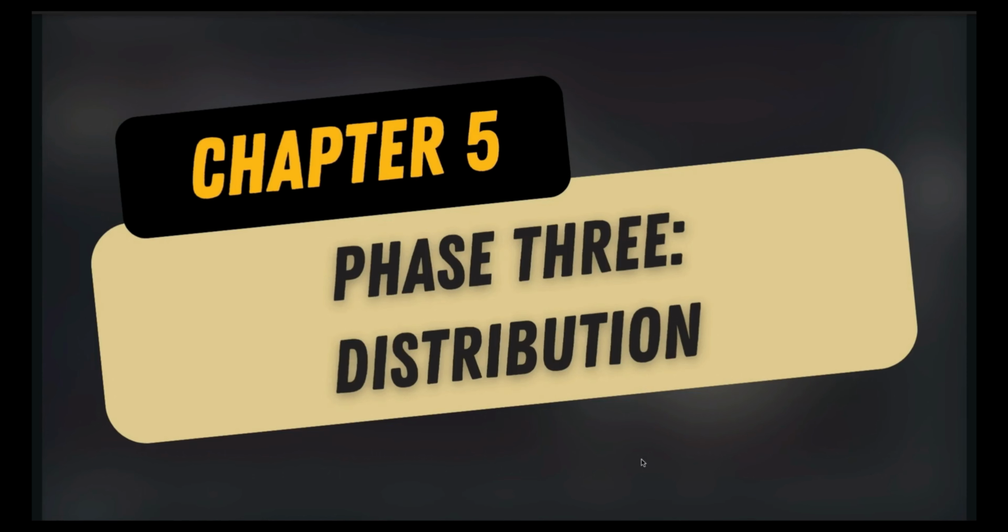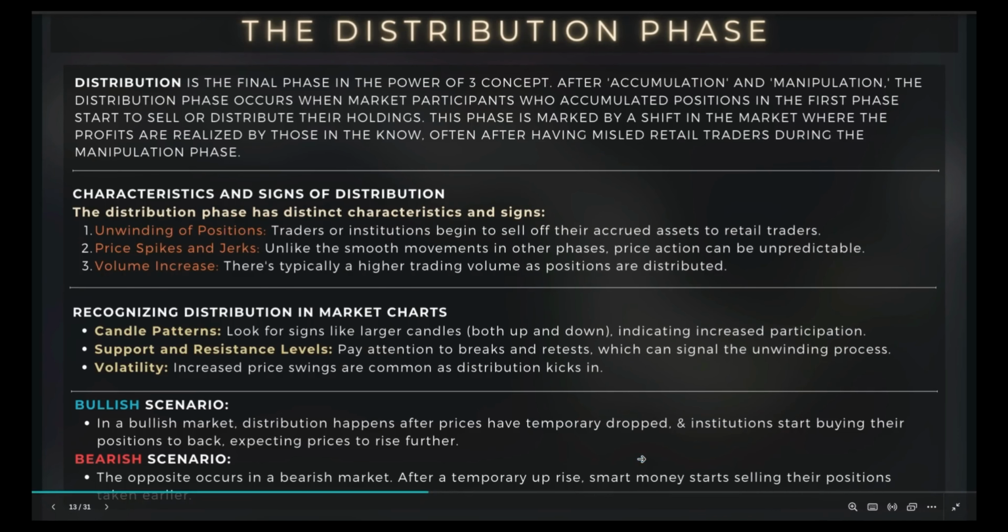Chapter 5. Phase 3: Distribution. The distribution phase. Distribution is the final phase in the power of 3 concept. After accumulation and manipulation, the distribution phase occurs when market participants who accumulated positions in the first phase start to sell or distribute their holdings. This phase is marked by a shift in the market where the profits are realized by those in the know, often after having misled retail traders during the manipulation phase.